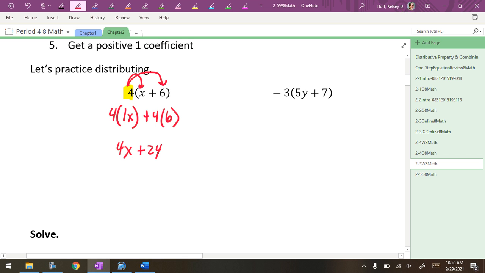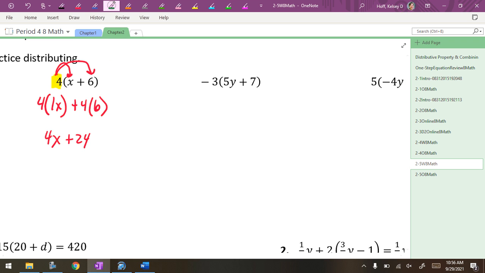Can I combine those two? Are they like terms? No. How do you know, Isaac? Because the 24 does not have an x. Very good. The 24 doesn't have an x and the 4x does. Okay, so what's different about the middle one? Why would I make you do another one of these? Taylor? It's a negative that we're distributing.